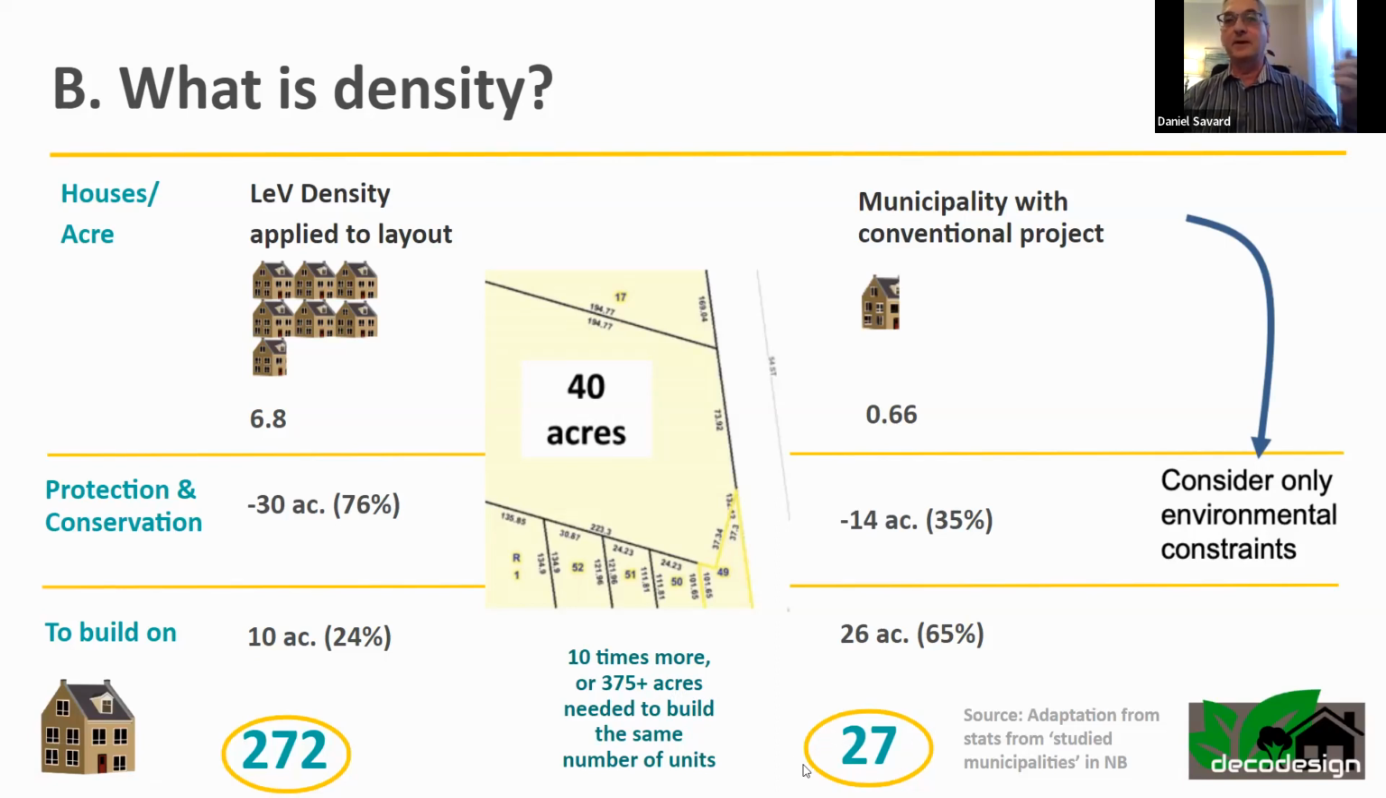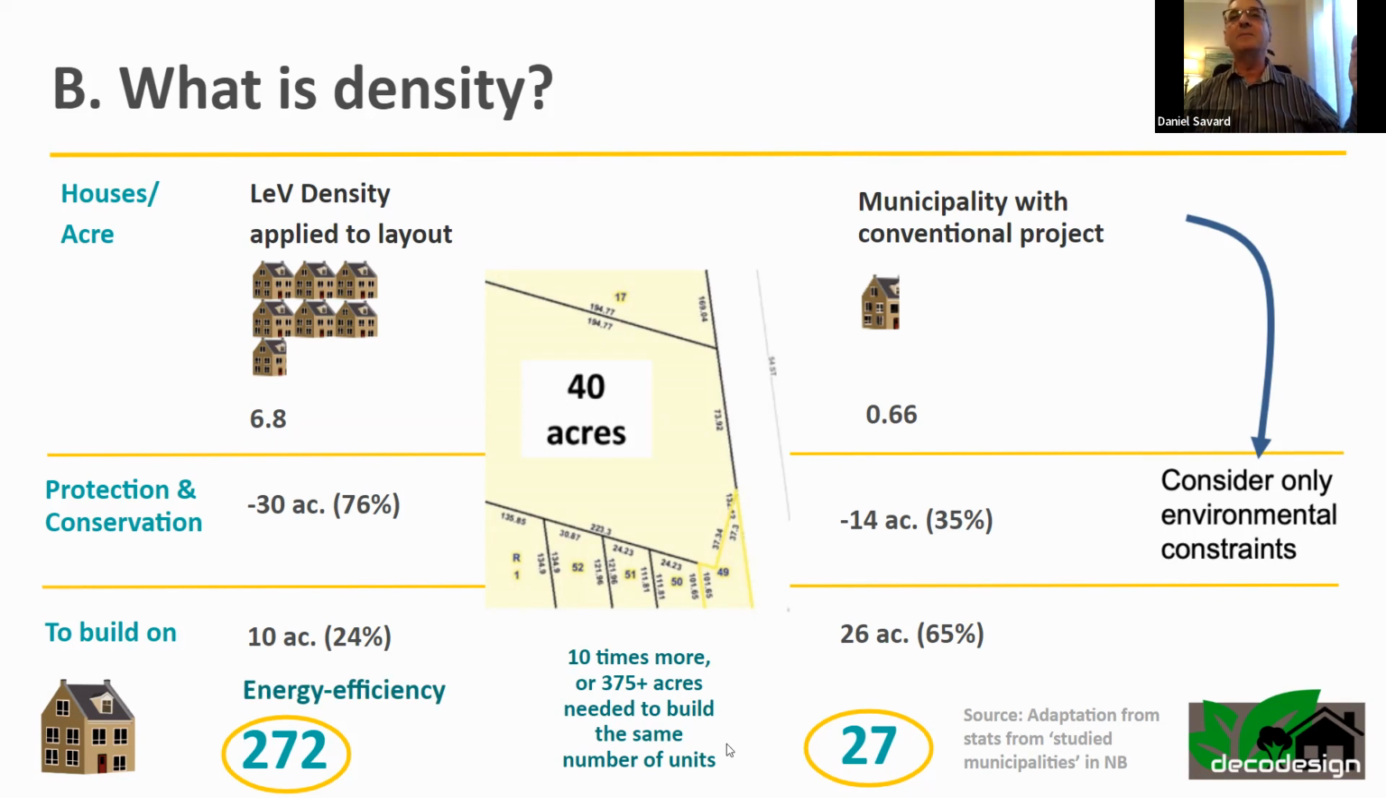Or putting it another way, it takes 375 more acres of land to build the same number of units that would be built with the density like Le Village-en-Haut-du-Ruisseau type of density that would be applied to that 40 acres. And of course, energy efficiency, you can see it right away. It makes sense to have more density.